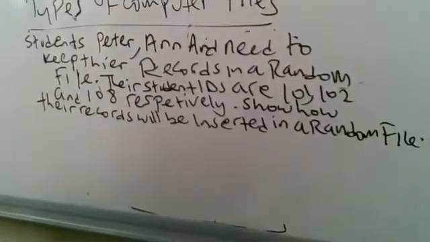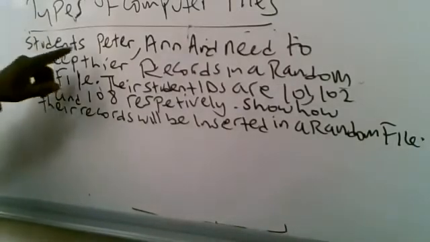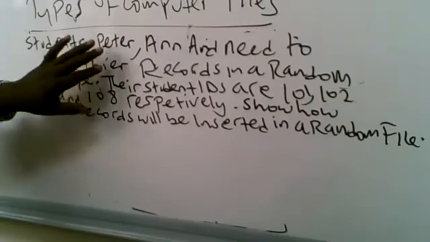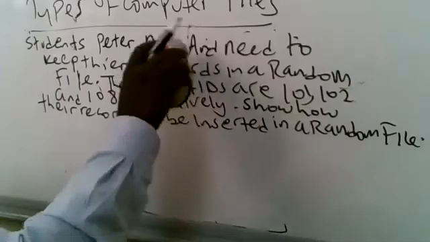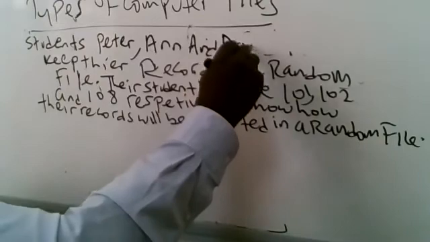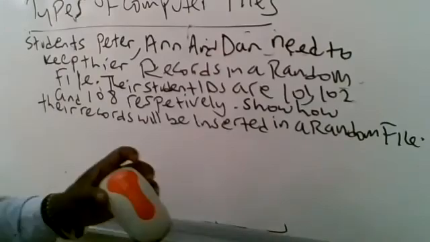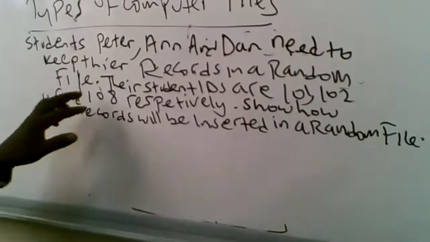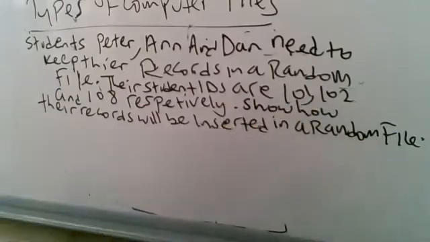Now, here I want you to pay attention. Now, these are the details we need to put. Peter, Anne and Dan need to keep their records in a random file. Now, their student IDs are these ones. The reason why I talked about student IDs is because with random files, we must use what we call the primary keys to calculate where the values are going to be. I'm going to show you why it is like that.